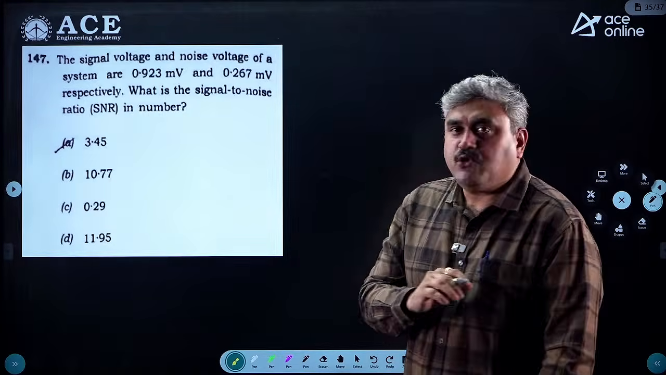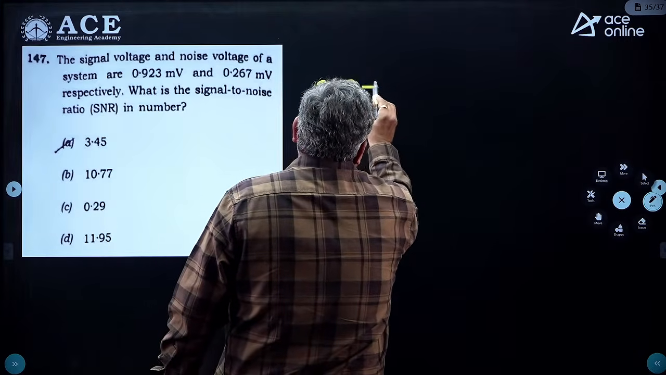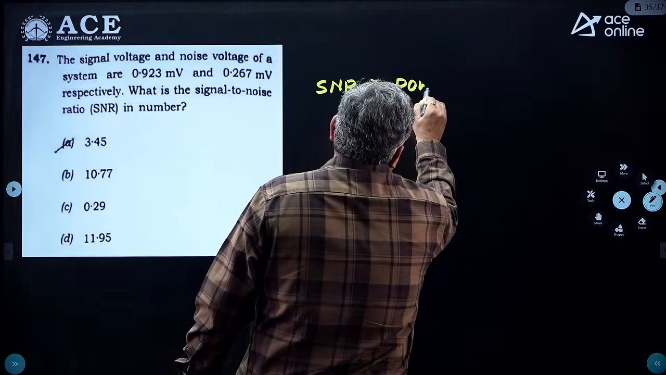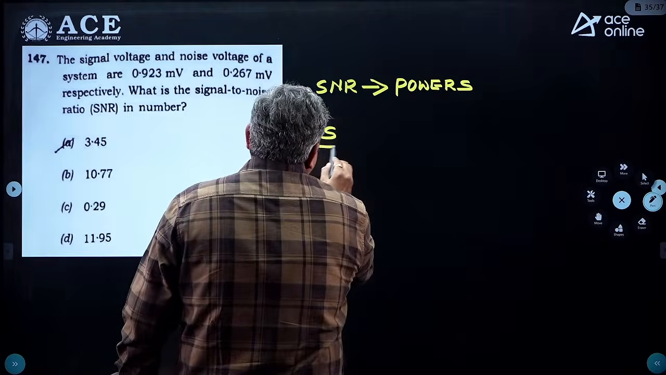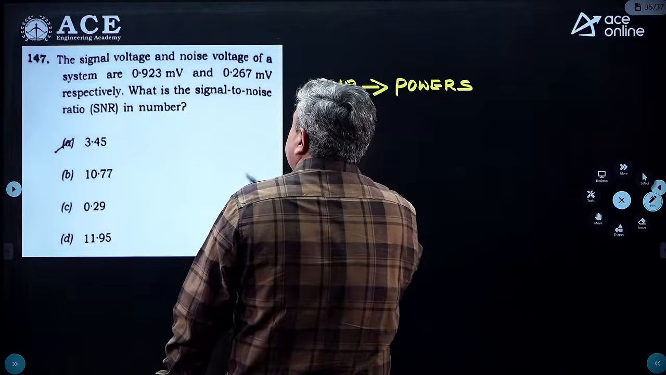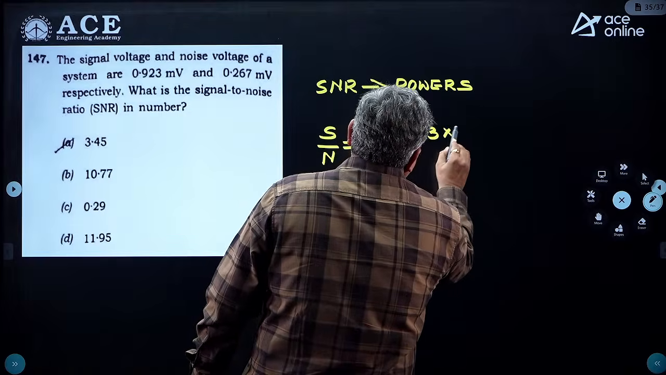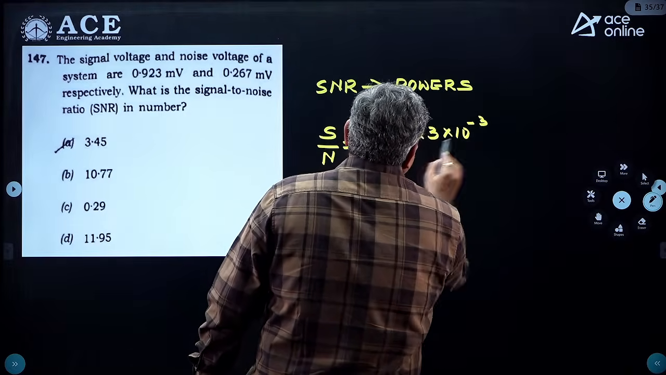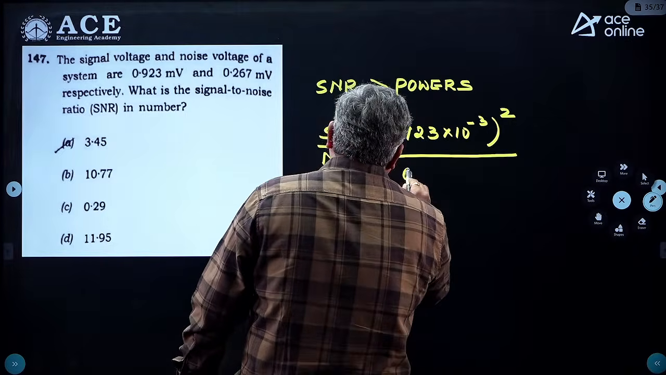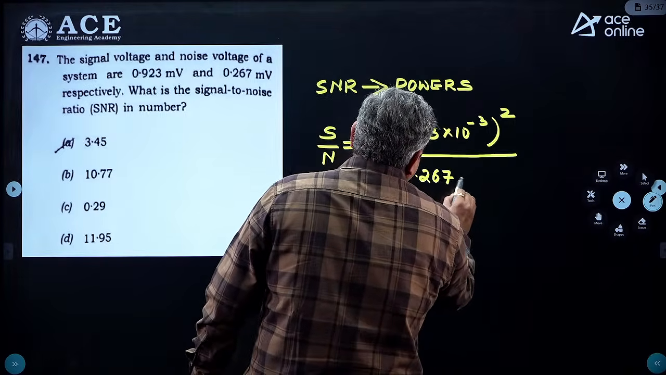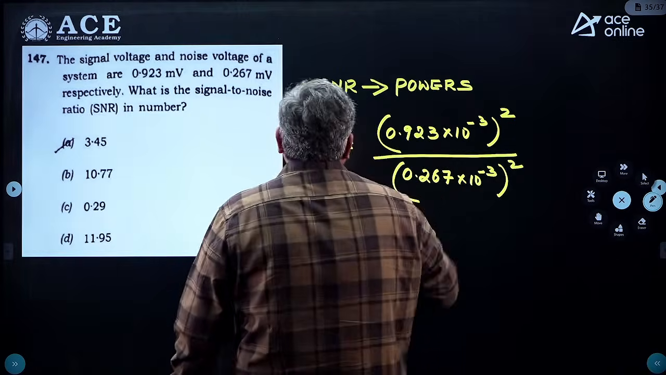What is signal to noise ratio? Whenever you calculate signal to noise ratios, these are calculated in terms of powers. If it is a logarithmic scale, you will take 10 log. So here the signal to noise is the normal value only, because you are given voltages. It is (0.923 × 10^-3)^2 as the signal power, divided by the noise power (0.267 × 10^-3)^2. That is the only logic that you have to use here.